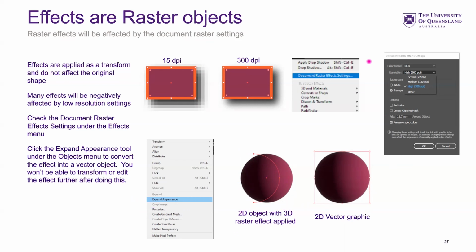And so now it's no longer a raster object, it's a vector graphic, but we can then no longer change the 3D effects or transforms to it.